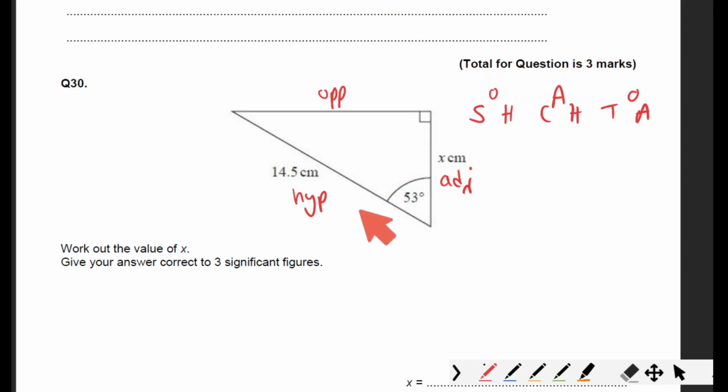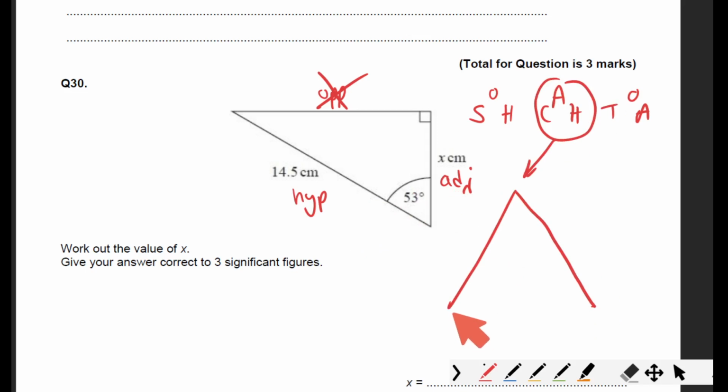Now I need to get rid of one of these words, something I don't need. I need hypotenuse because there's a number there, that's important. I need the adjacent because there's an X there, that's the side I'm trying to find. Opposite I don't need. So I need to find the triangle that's got the word adjacent and hypotenuse. Adjacent, hypotenuse, that one. Right, so I'll make this bigger. C for cos, adjacent, hypotenuse.